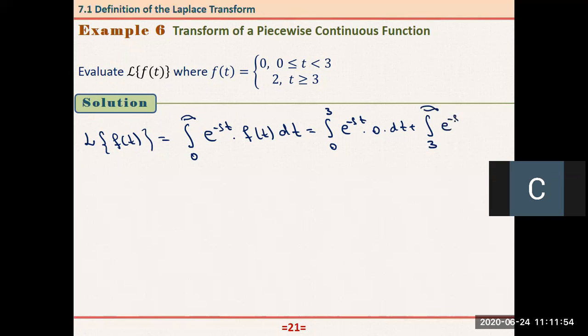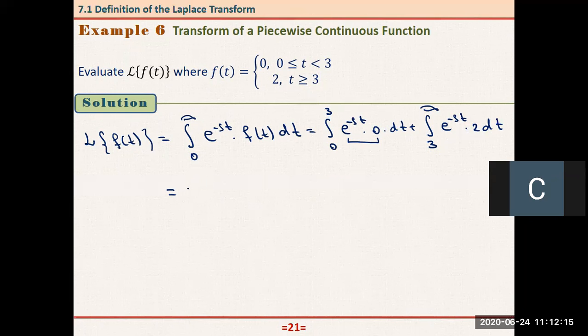Here we have minus e to the power minus st over this interval. What is the value of the function? It is equal to 2, so here we have 2 dt, which equals, and this thing is equal to 0 because of this, right? And if you evaluate this, take this out, how do you differentiate this?